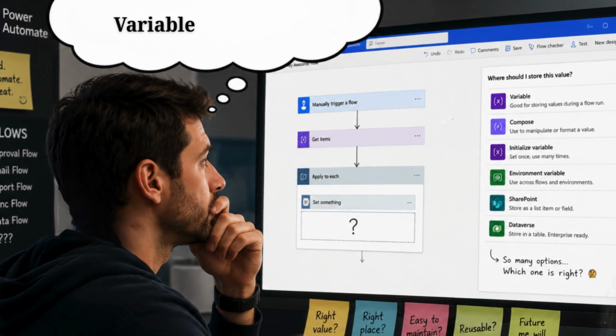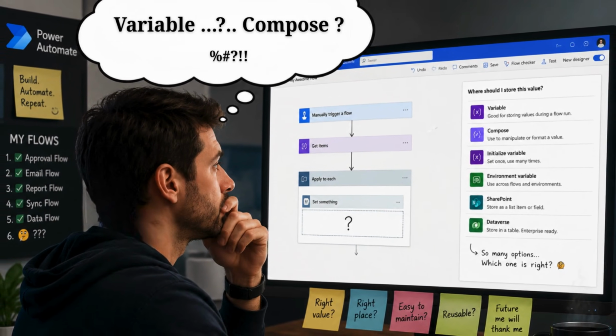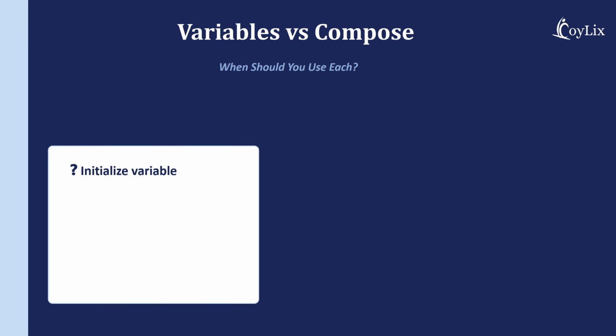If you have built more than 5 flows in Power Automate, you have definitely hit this moment. You are about to store a value, and three options pop up in your head: initialize variable, set variable, or just throw a compose action there.